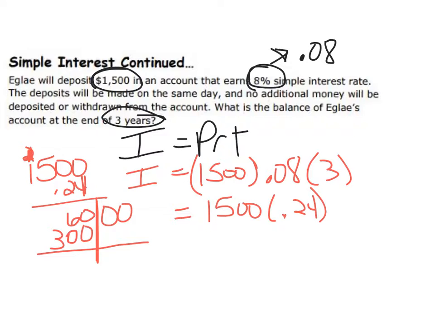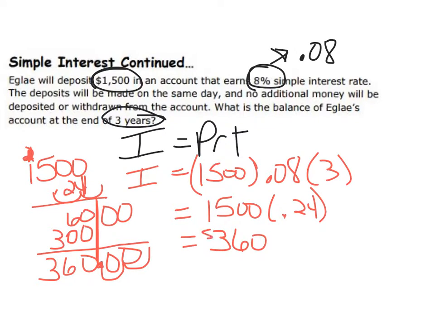Now we go ahead and add it up. So that's 0, 0, 0, 6, and 3. So now we have 1, 2 decimal places. So I have 1, 2 decimal places. So my answer is $360. But that's the interest.